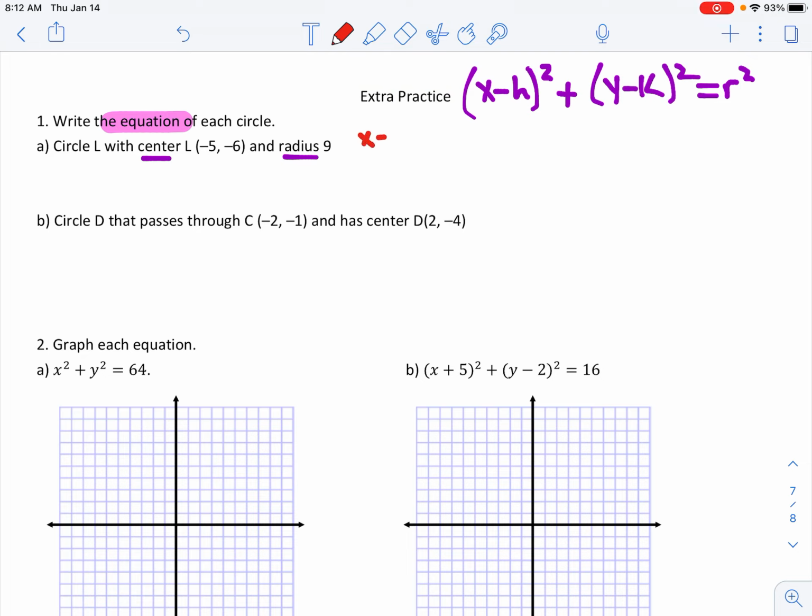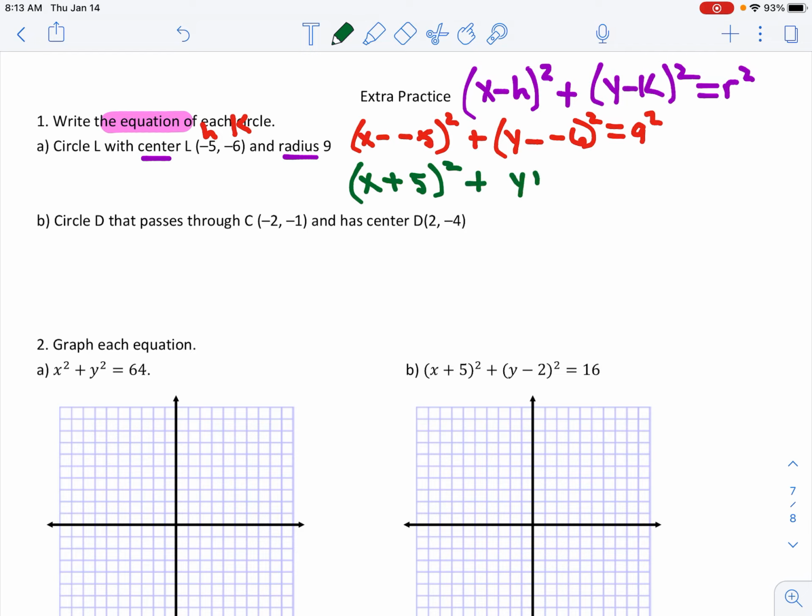Let's plug it in. X minus a negative 5 squared. Remember, this is h, this is k. Plus y minus a negative 6 squared should be equal to 9 squared. All right, last, rewrite it and clean it up. That'll be x plus 5, because I had double negatives, plus y plus 6, because I had double negatives, and I'll square it. And I know 9 squared gives us 81. This right here is the equation of our circle.